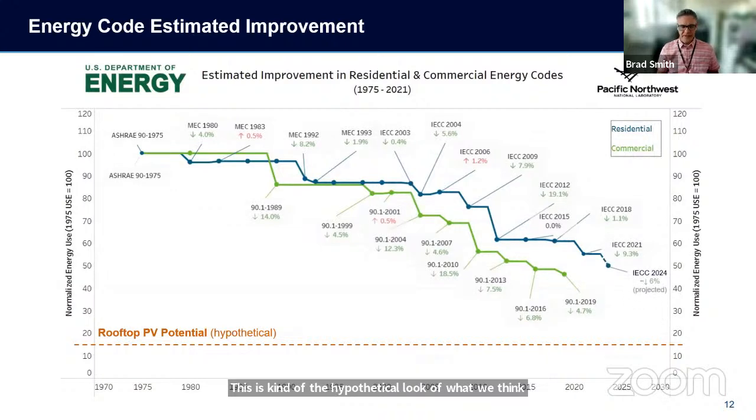This gives us an idea. I think most people know that the International Energy Conservation Code 2024 version is projecting about a 6% increase in efficiency. So it gives you an idea across all climate zones and nationally of really how far off we are. This is nationally.